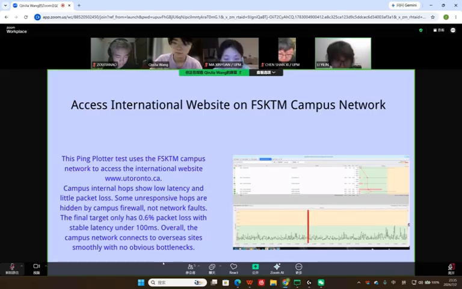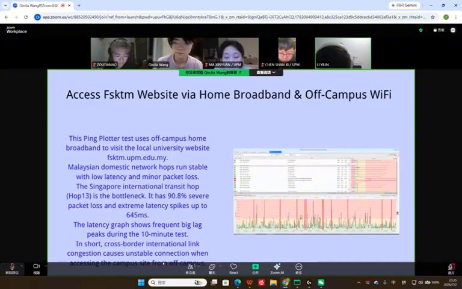Next page. We tested the campus and international website, the University of Toronto, using the FSKTM campus network. Inside campus, all internal network hops have low latency and almost no packet loss. Some hops cannot respond because of campus firewalls, not network errors. The final overseas traffic only has 0.6% packet loss, with stable latency below 100 ms. Overall, the campus network can reach foreign websites mostly without clear blockers.